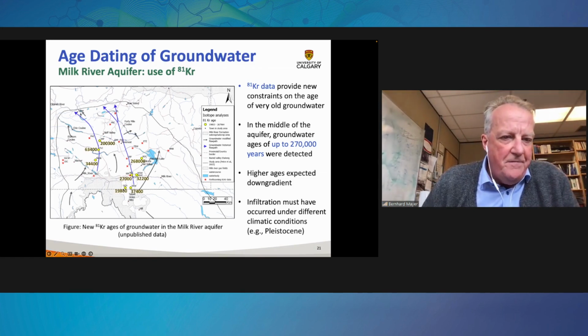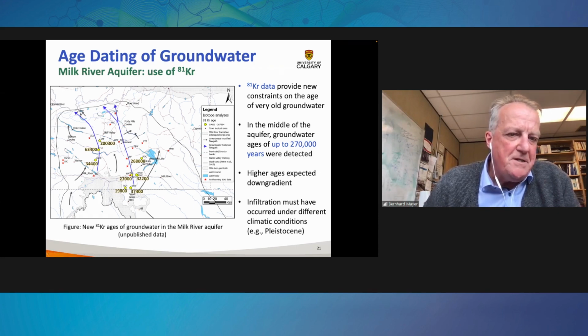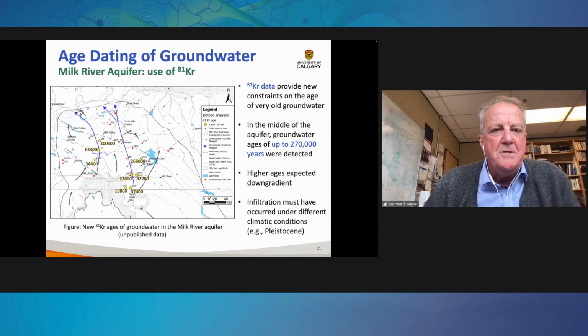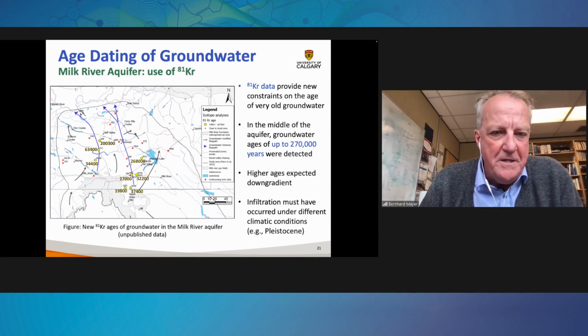In the vicinity of the recharge areas, we got results with Krypton 81, which are very much comparable to what we have seen with carbon-14, ranging between 20,000 years and 37,000 years for the groundwater. But as the groundwater moves further north, we now find even older groundwaters, in 2 cases varying from 200,000 years to 270,000 years. So in the middle of the aquifer, we already have groundwater which is 250,000 years old.